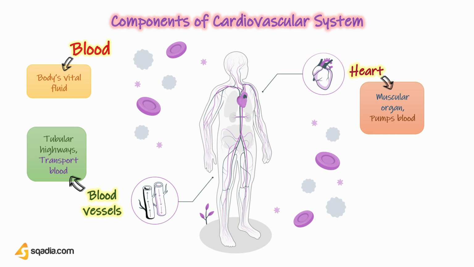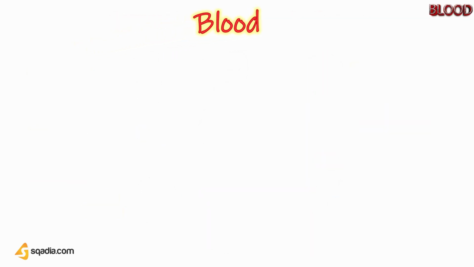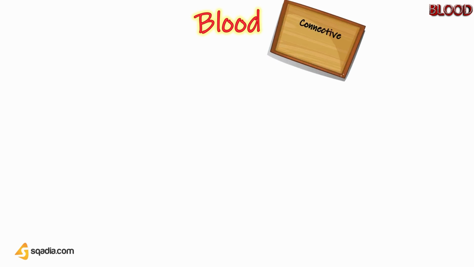Here we are going to discuss them one by one. Starting with blood. Blood is an important connective tissue in fluid form. The average human body of around 70 kg contains about 4 to 5 liters of blood.